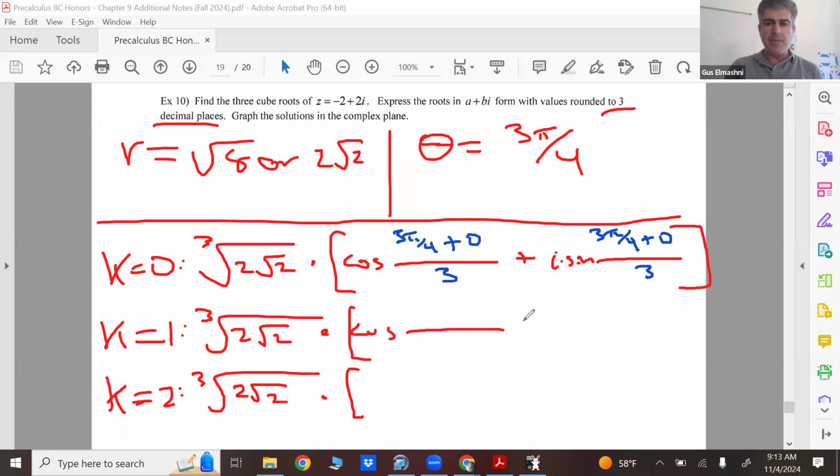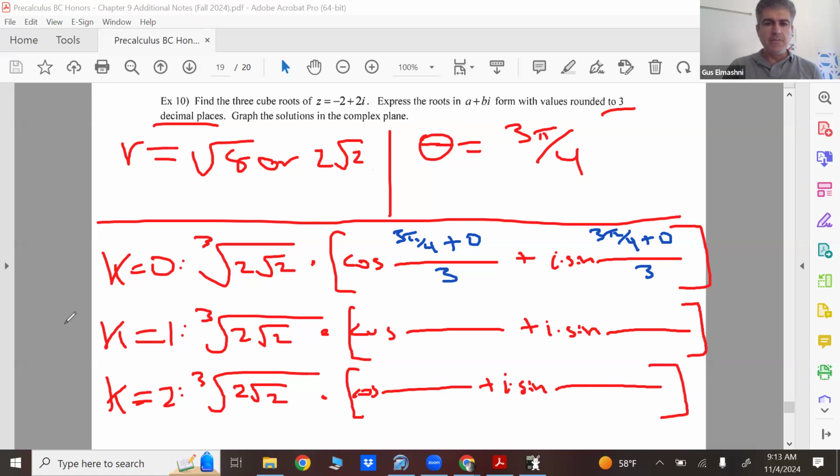Cosine. We can just write in the line. Sorry, say again? Writing. Oh, no.